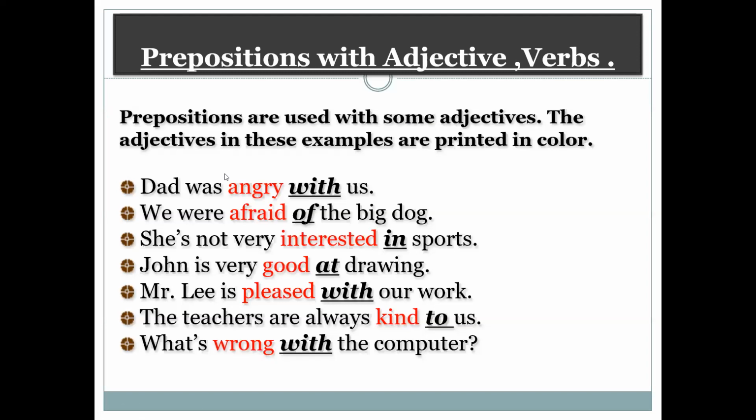Prepositions are used with some adjectives. The adjectives in these examples are printed in color. All the adjectives that you can see are printed in color, okay? Dad was angry with us. So angry, that is the adjective, okay? But with whom? With us. You are using a preposition with an adjective. We were afraid of the big dog.